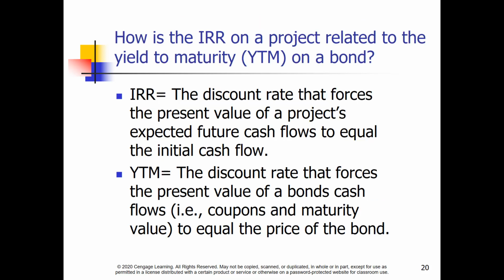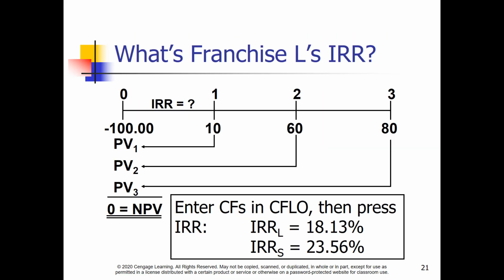The yield to maturity on a bond, which we talked about in the earlier chapter, is the bond's internal rate of return. To find the IRR for project L in your calculator, you enter the cash flows as you did for NPV and press IRR. If you haven't cleared your calculator from calculating NPV, they're still in there. Just press IRR.